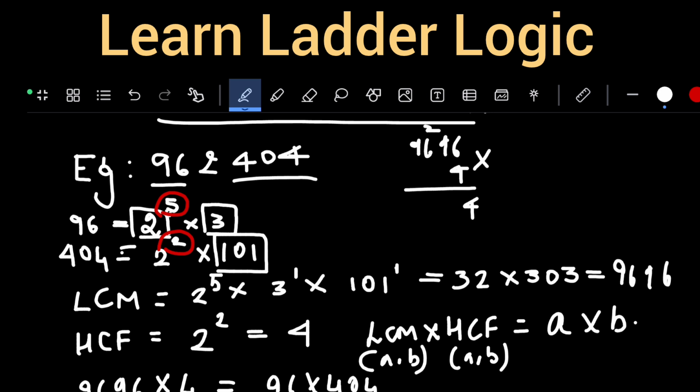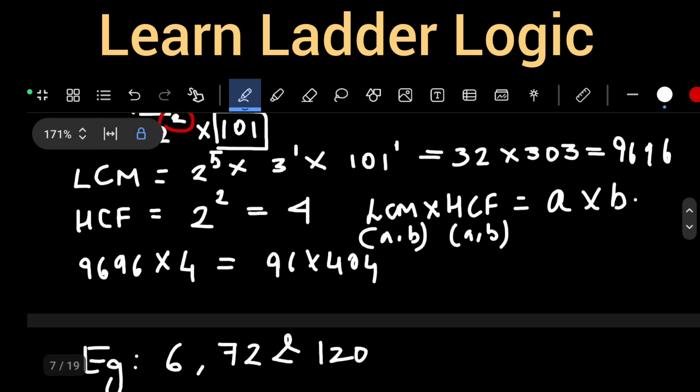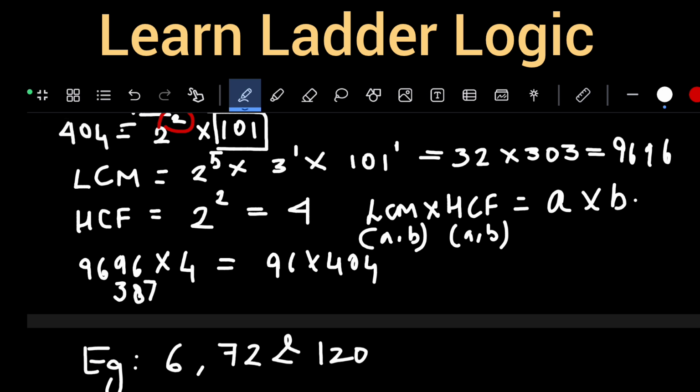Sorry, I'm just getting confused. 4 sixes are 24. 4 nines are 36, 37, 38. 4 sixes are 24, 25, 26, 27. 4 nines are 36, 37, 38. So here I got the answer as 38784.